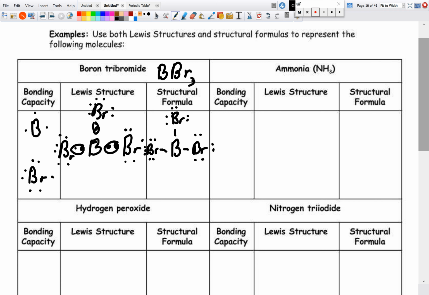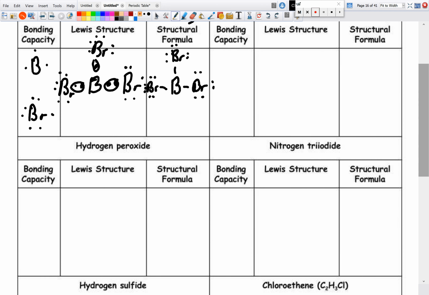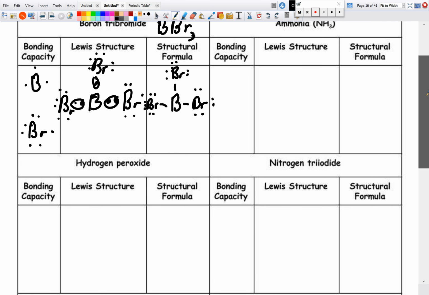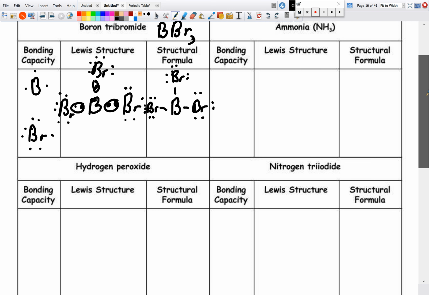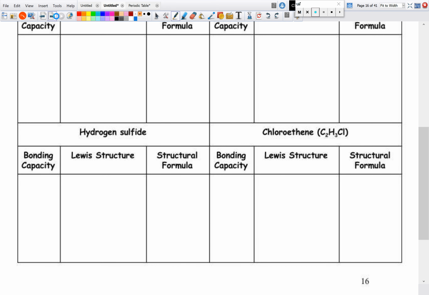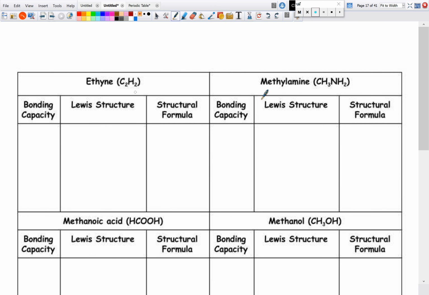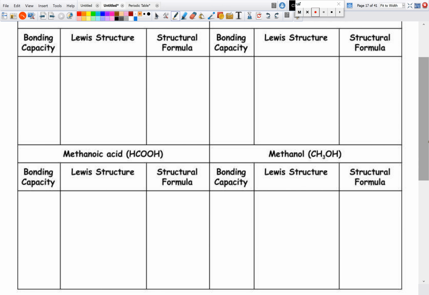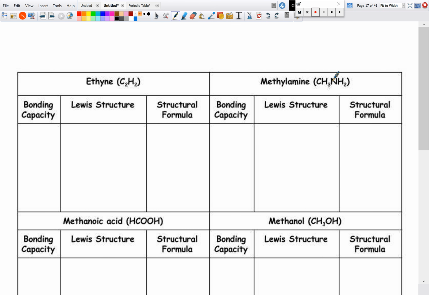So that's how you're going to go through all these here. All right, so you can do it for ammonia, hydrogen peroxide. Just remember this is a hydrogen-containing compound, so there's a little trick to that. Review your, sorry, not Chem 20, your Science 10 review notes on naming hydrogen compounds. It should be around the acid section, and you'll get that. So you have hydrogen sulfide, same thing, chloroethane, and when you go through, you've got ethyne, methylamine, methanoic acid, and methanol. So you'll notice I gave you the chemical formulas for every single one because I don't expect you to know that this is methylamine. All right? So practice those.